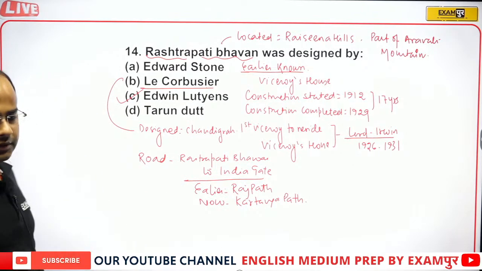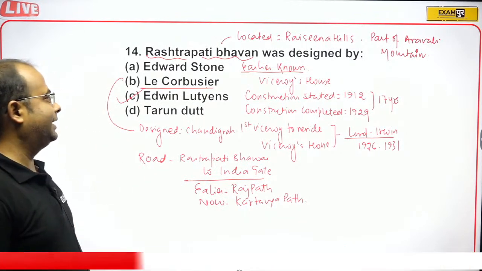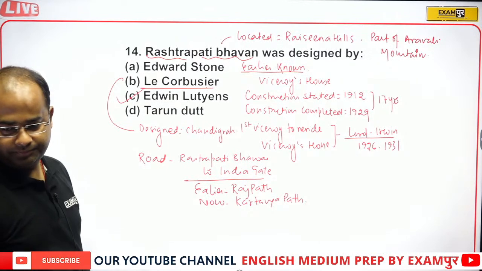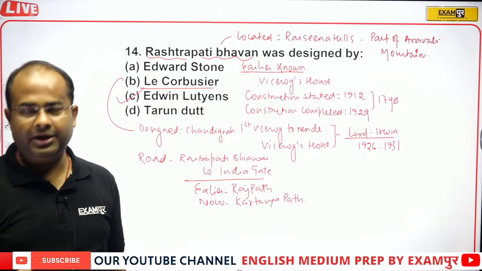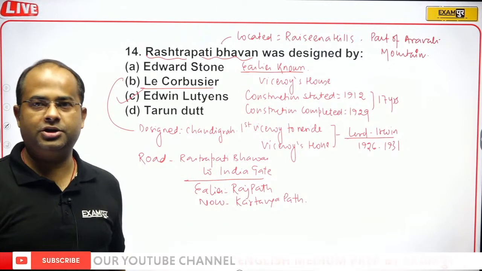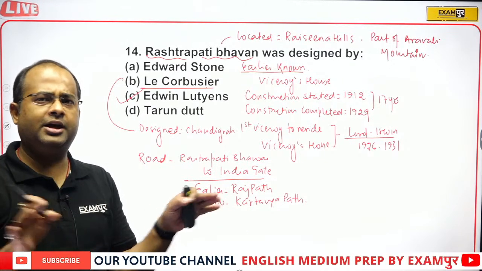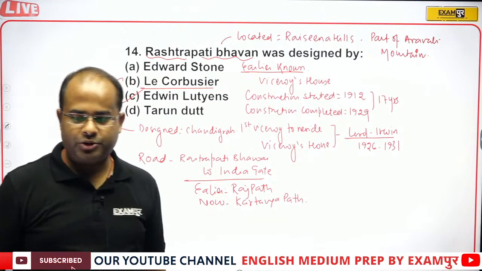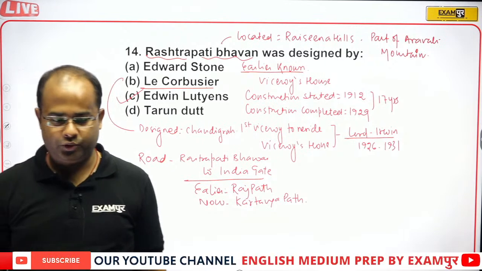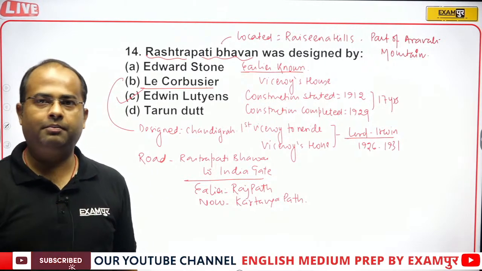So correct answer will be option C, that is Edwin Lutyens. Edwin Lutyens, he was the chief architect of Rashtrapati Bhavan, and it is one of the biggest residential buildings of India. Therefore, correct answer will be option C, that is Edwin Lutyens, and he was a British architect.